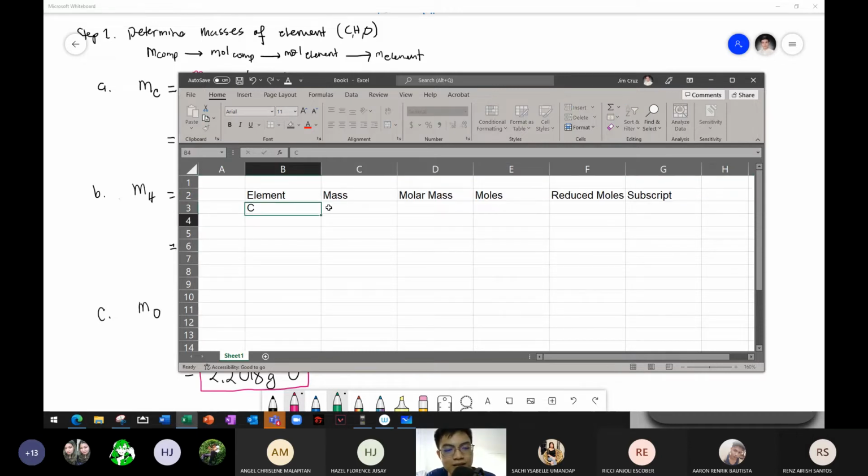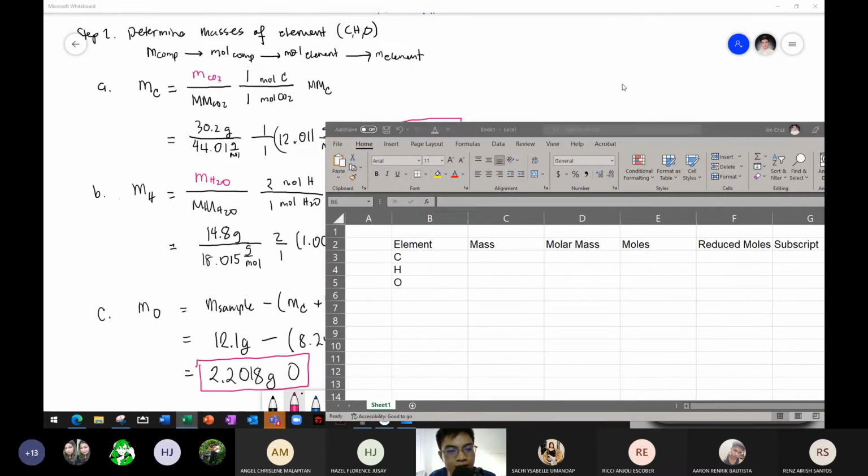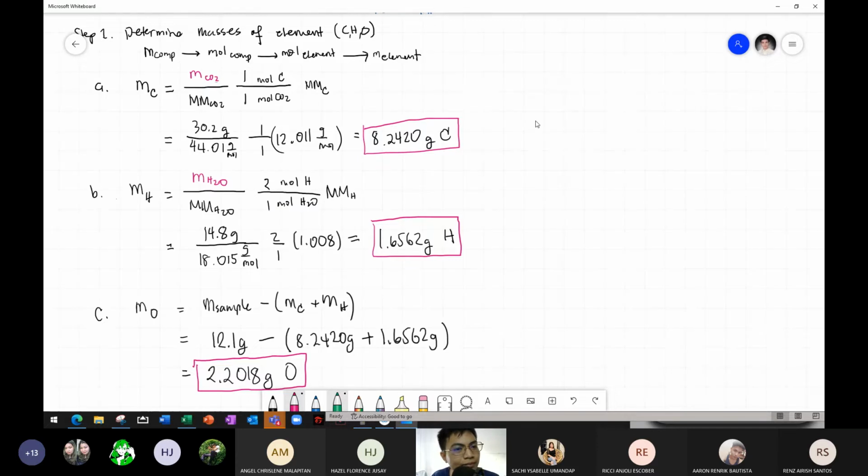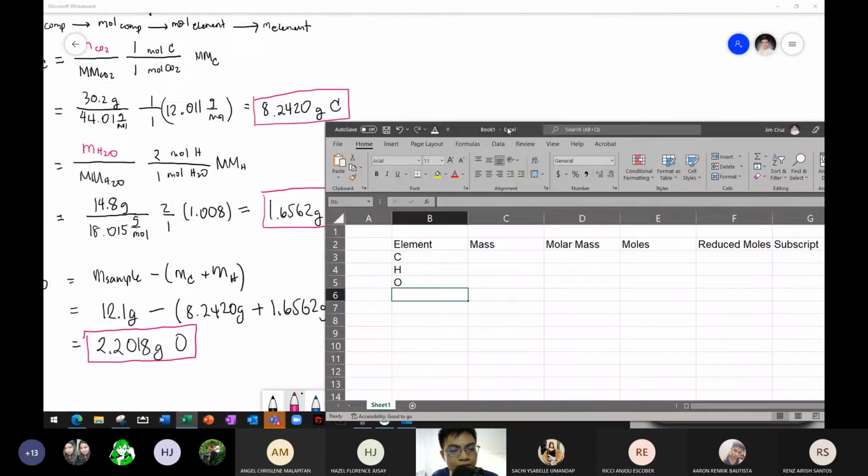Let's write the elements C, H, O, and then their corresponding masses. Okay, so for carbon, that's 8.2420. For hydrogen, that's 1.6562. Then for oxygen, that's 2.2018. Okay.